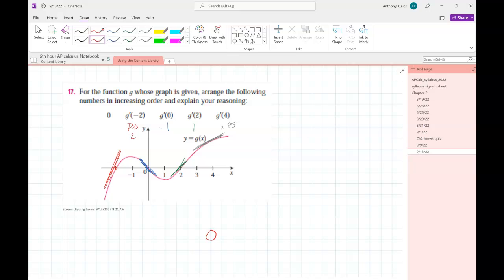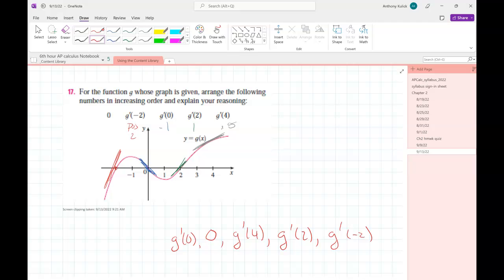So if I was to write this, I would have g prime of 0, because that one's negative, then 0. And then my least steep part is g prime of 4. My next least steep part is g prime of 2. And my steepest piece was g prime at -2.